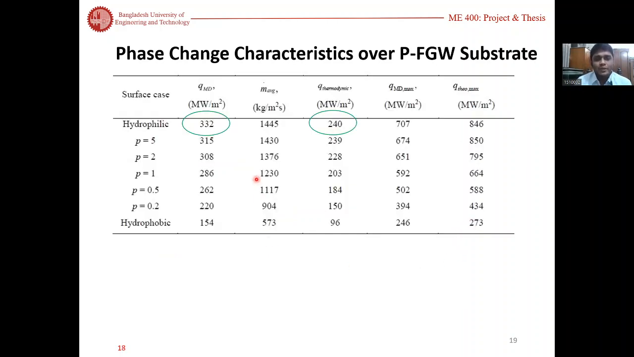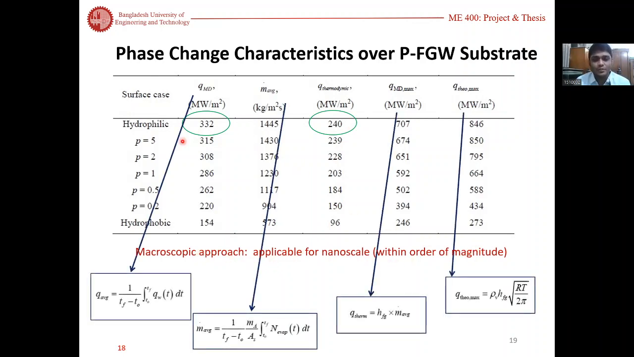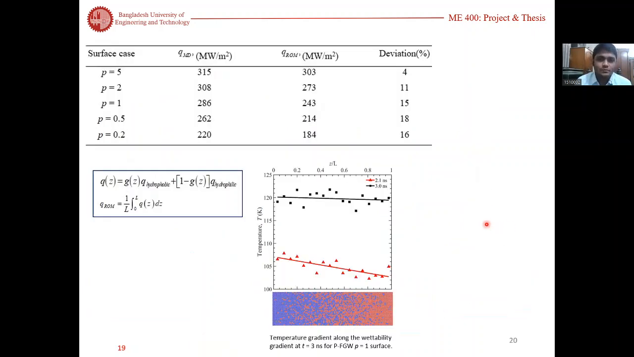And now we show the comparison between the molecular dynamics heat flux from MD and thermodynamics. We found close values, from which we can say that we can use this macroscopic approach at the nanoscale within an order of magnitude. And all these calculations were done using these equations. And finally, we find the molecular dynamics heat flux and the heat flux from the rule of mixture, and we compare them.